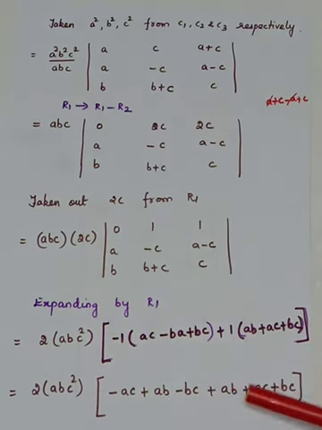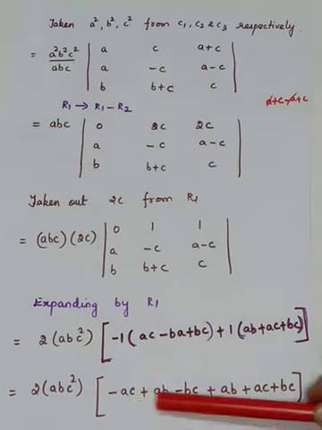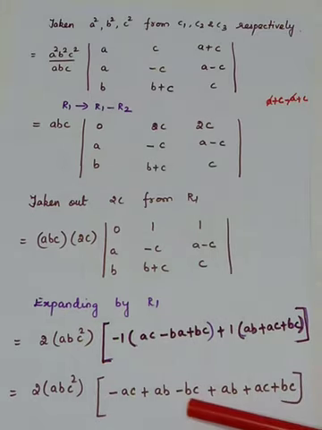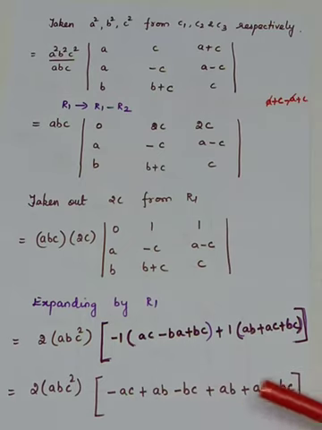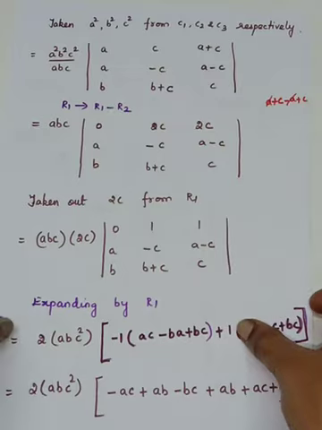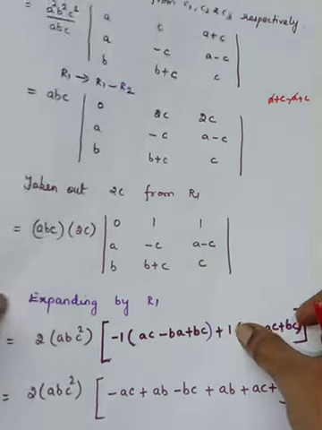Here if you multiply with 1 you will get this answer. So which is getting cancelled. Minus AC and plus AC getting cancelled, and here minus BC plus BC getting cancelled. The remaining is AB plus AB. What is AB plus AB? It is 2AB.